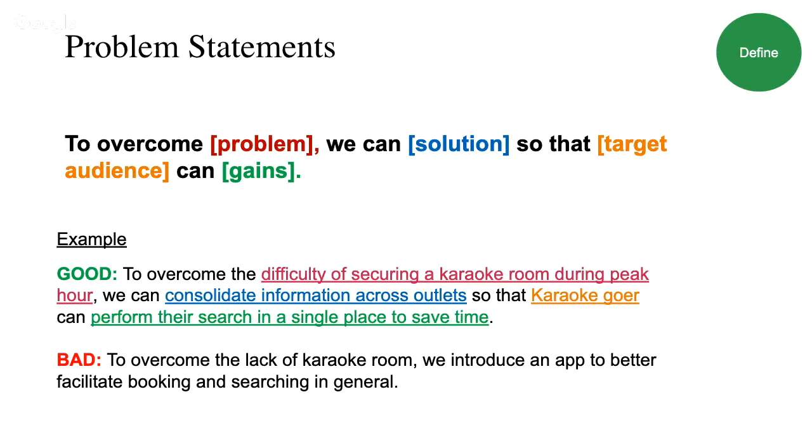Okay, then when you say things like introduce an app, what app? What does it define, right? What are the features contained in the app? Then when you say to facilitate booking and searching in general, how are you going to do this? This is so big, right? This is very, very big. So this is something that you avoid. This is a good one.